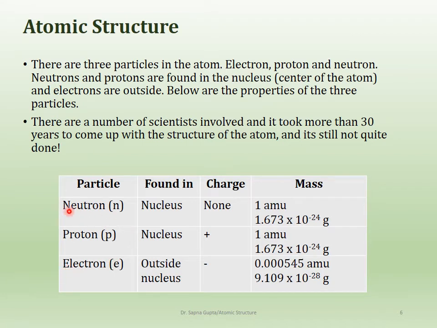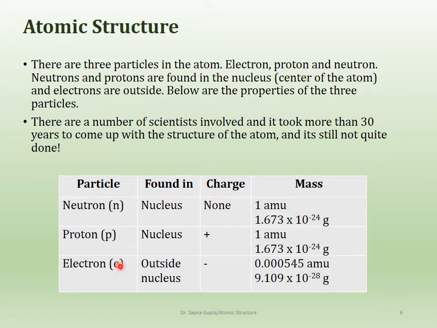So for example, neutron is found in the nucleus. It doesn't have any charge, and this is the mass. Look at the mass, 1.673 times 10 to the negative 24 grams. That's very, very tiny. Proton, which is also found in the nucleus, has a positive charge and has exactly the same mass as the neutron, 1.673 times 10 to the negative 24 grams, very small.